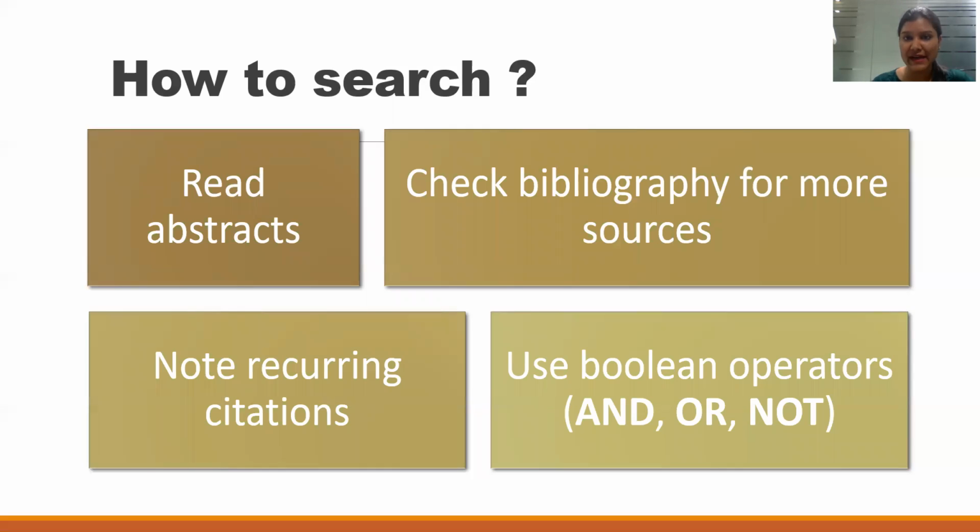Now, after you find any article which has relevant literature to our topic of concern, you go to the references and check the bibliography for more sources. Now you have to note recurring citations, an article which has been cited by many of your relevant articles. This will give us an idea that these are the pivotal publications to our topic.